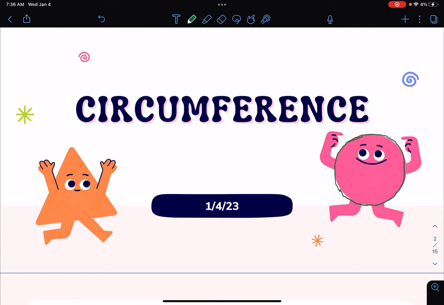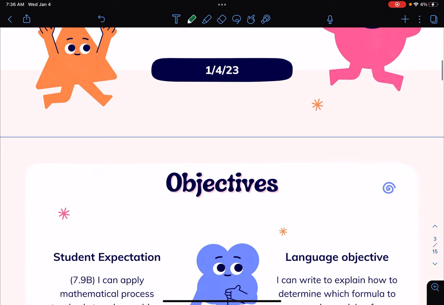And for a triangle, that would be called perimeter. That would be the outer edge of the triangle, or any other shape. So for a circle, it's called circumference, and for a triangle, it's called perimeter. So you've done this in the past, it's just been a little bit different.